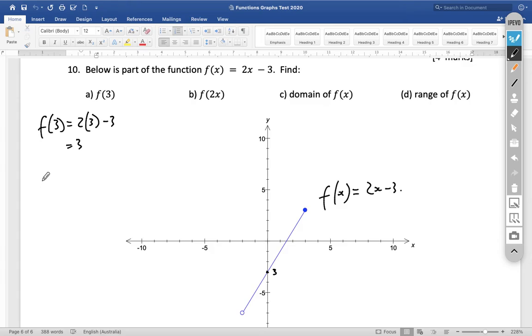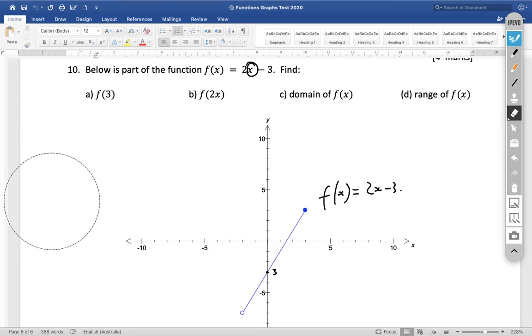F of 2x, maybe a bit confusing. Everywhere you see an x, it is now a 2x. So we got 2x minus 3. 4x minus 3, leave it alone, right? Those are not like terms, you cannot do anything with them.